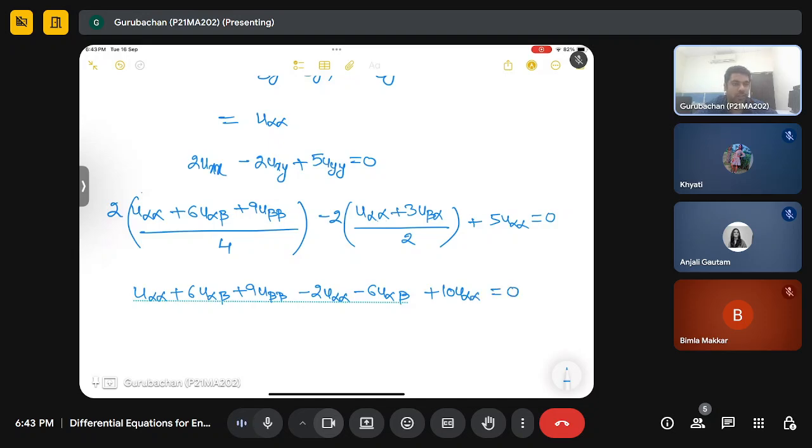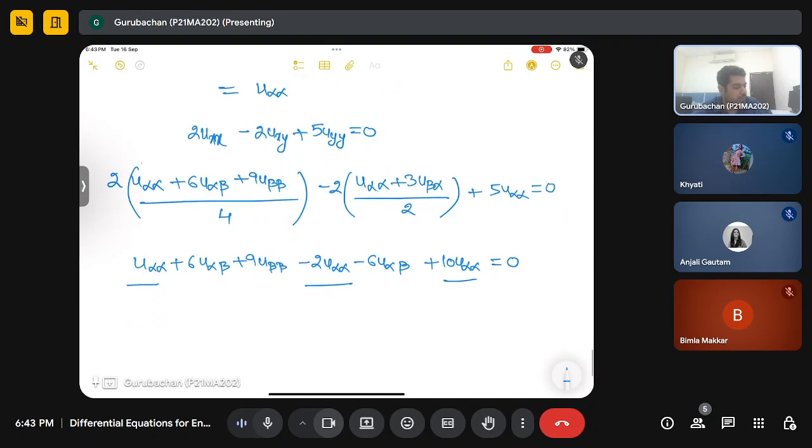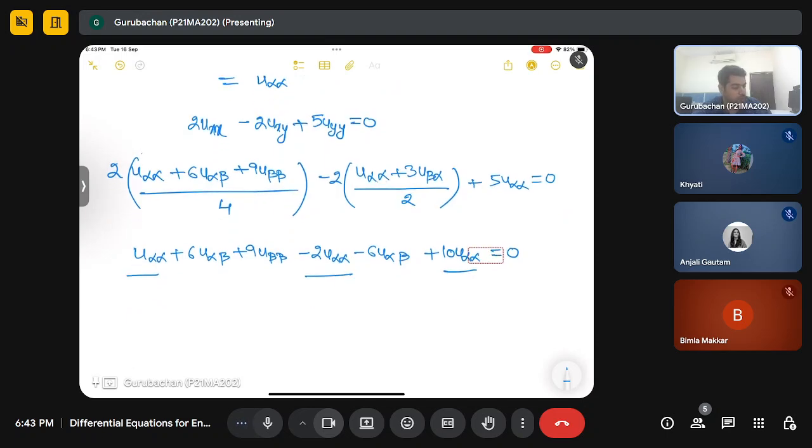Now try to see these terms u alpha alpha and combine them. This is u alpha alpha, this is u alpha alpha, this is. So we have 3 terms of u alpha alpha, which will give us 9 times u alpha alpha. Next, this is u alpha beta, u alpha beta. This will cancel out. We are left with 9 times u beta beta equal to 0. So you will get u alpha alpha plus u beta beta is equal to 0.